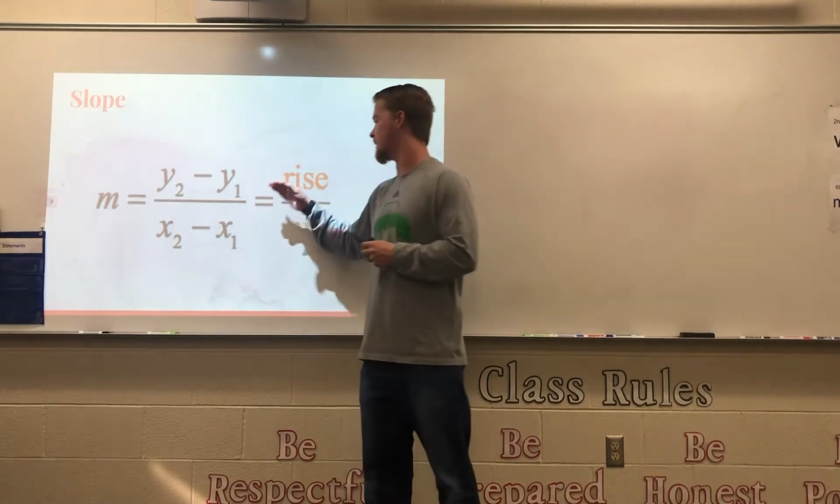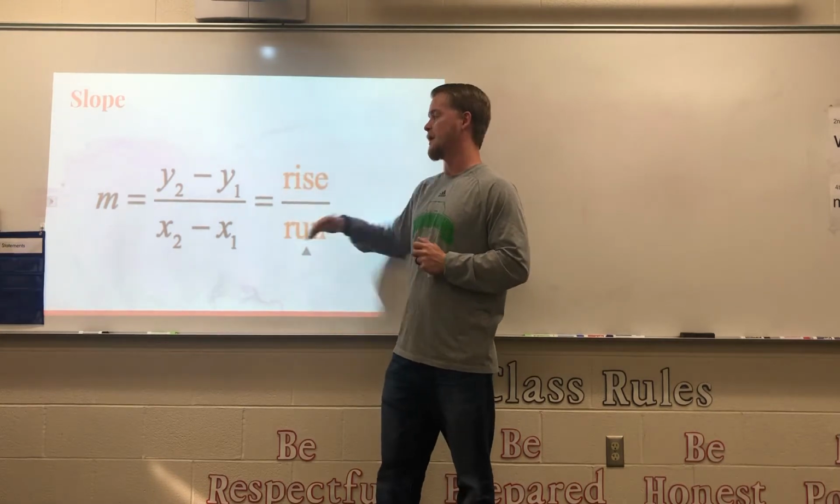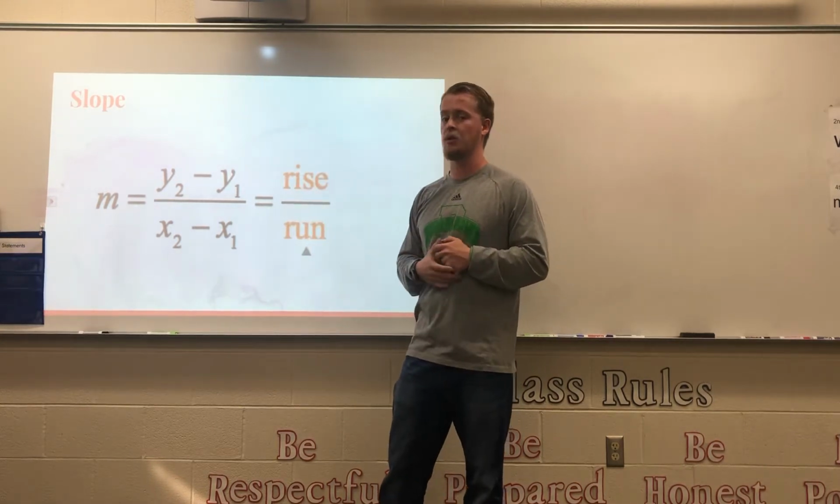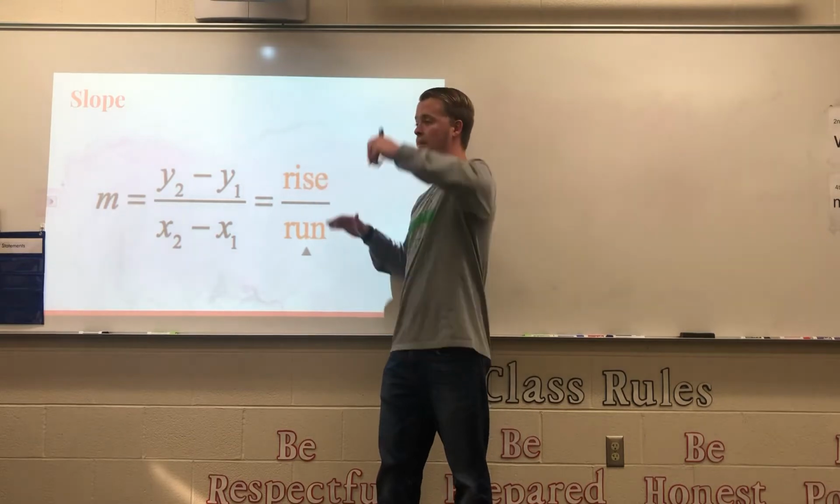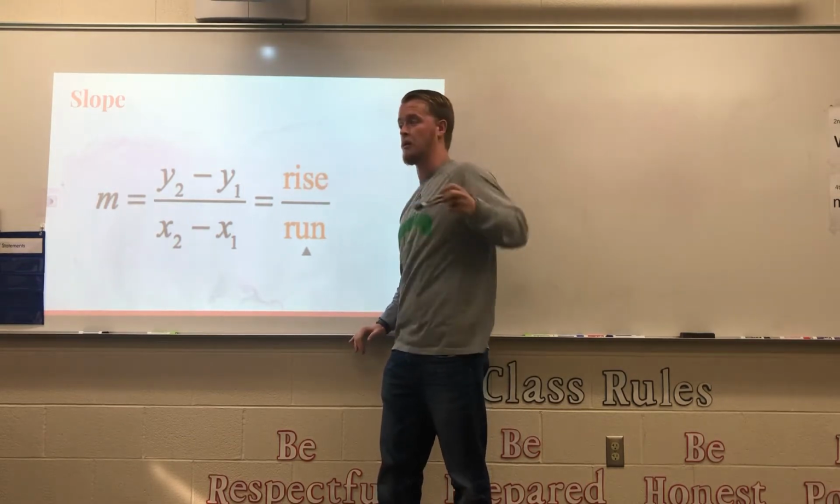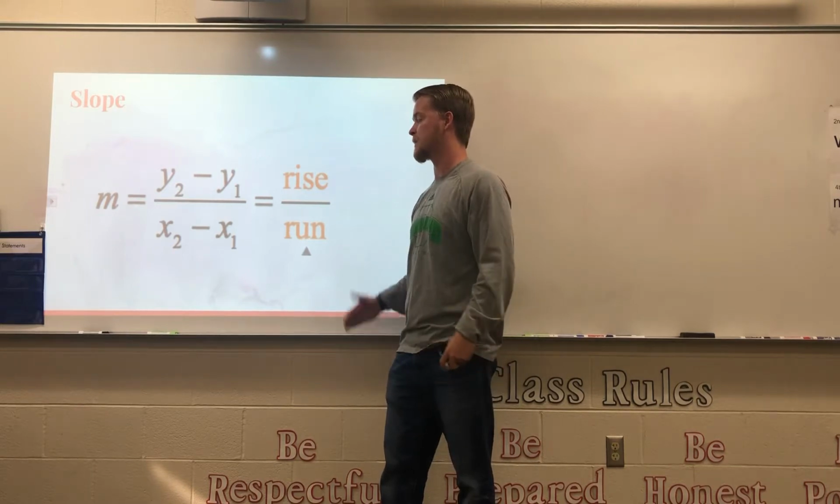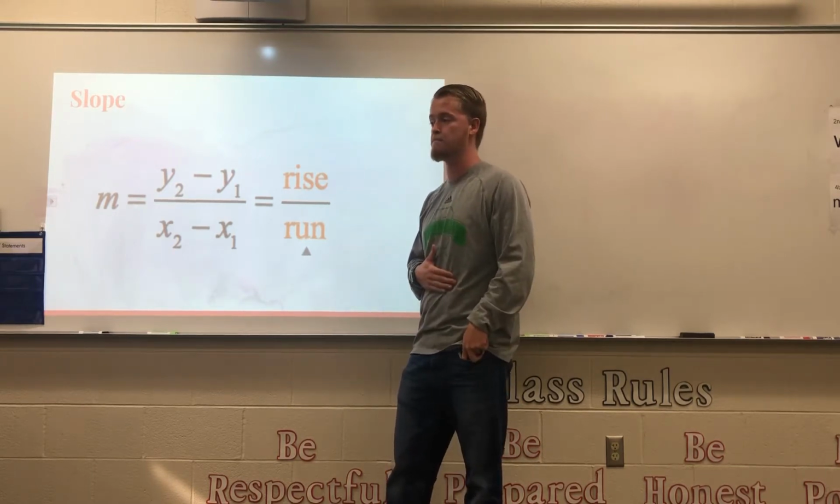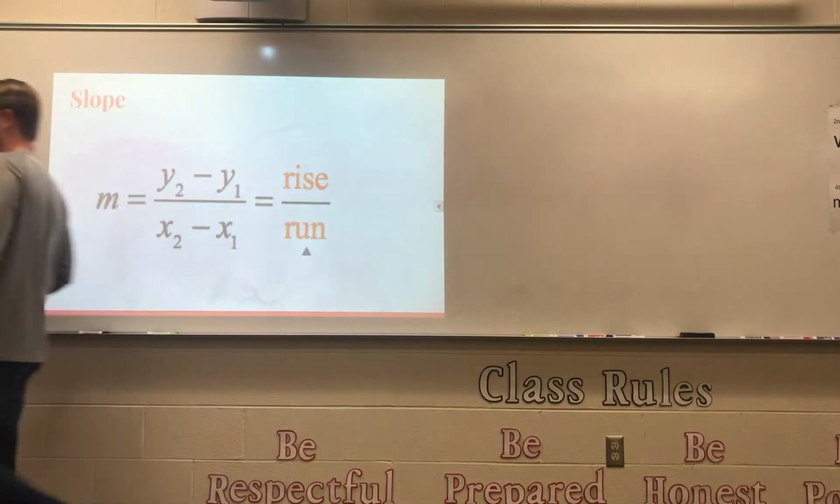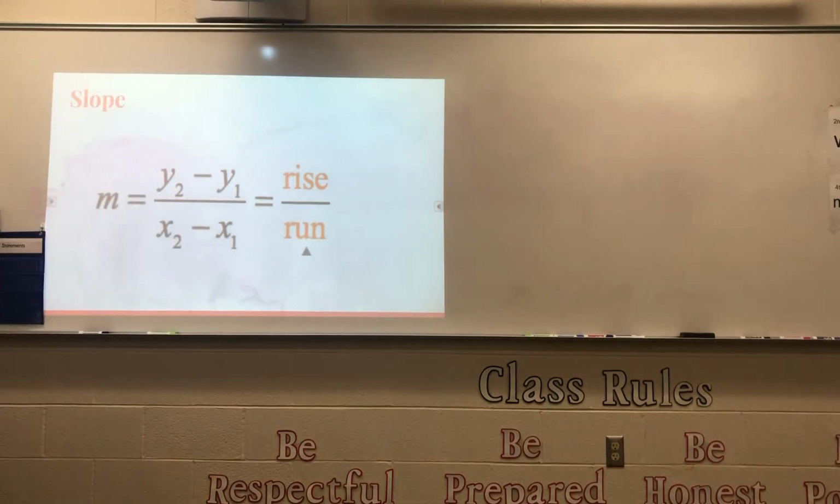And again, this is the same thing as your rise over your run. And I'll show you what that means on a coordinate grid, but you're talking about how much you're going up and down over how much you're going left and right to get to those points. So let's look at what this might mean.